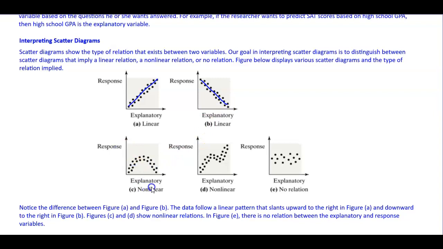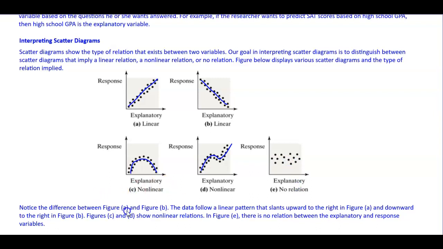The one for part C, it's creating sort of like an upside down U shape. Okay, this is non-linear because it's not a line. For D, you can see that we have, again, another type of shape here, but it's not a line, so it's called non-linear. And then this one, you can see that there's dots all over the place. This is considered uniform, which is no relation.